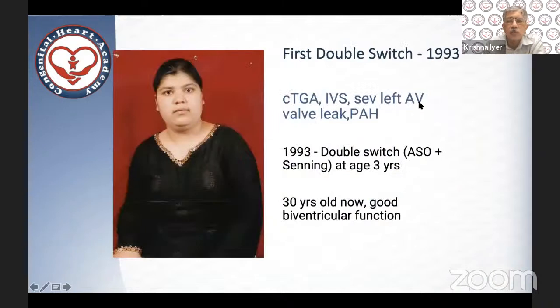3 years later, we were able to do our first double switch in 1993. And this lady is now 30 years old. She had an arterial switch and a Senning done at the age of 3 years for a CCTGA, intact septum and severe left AV valve.